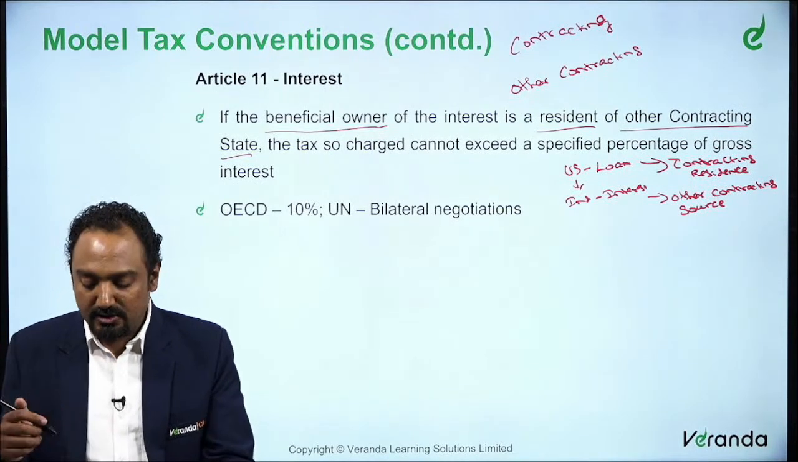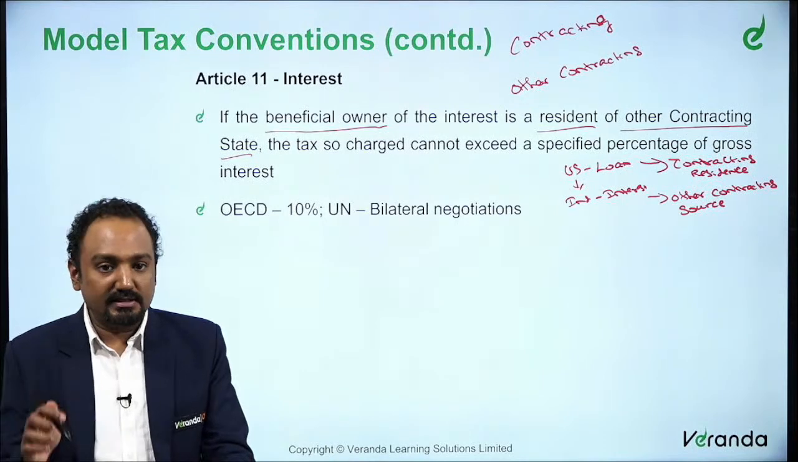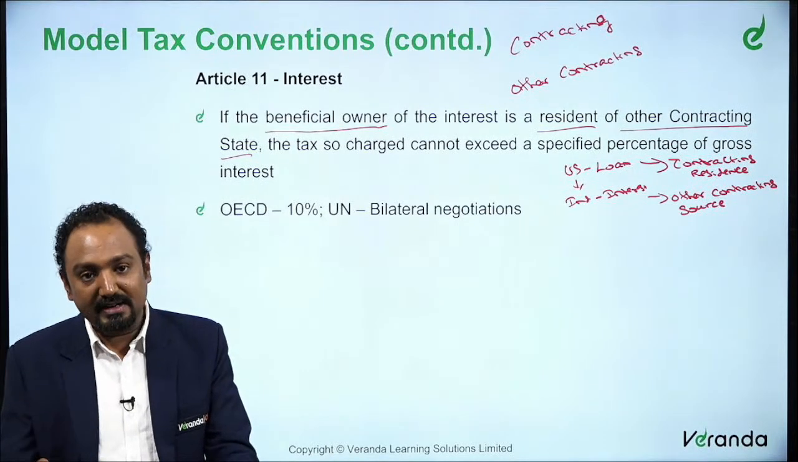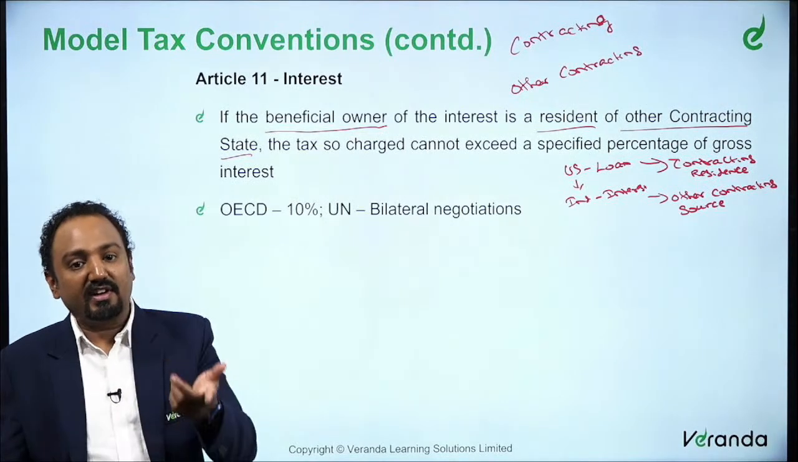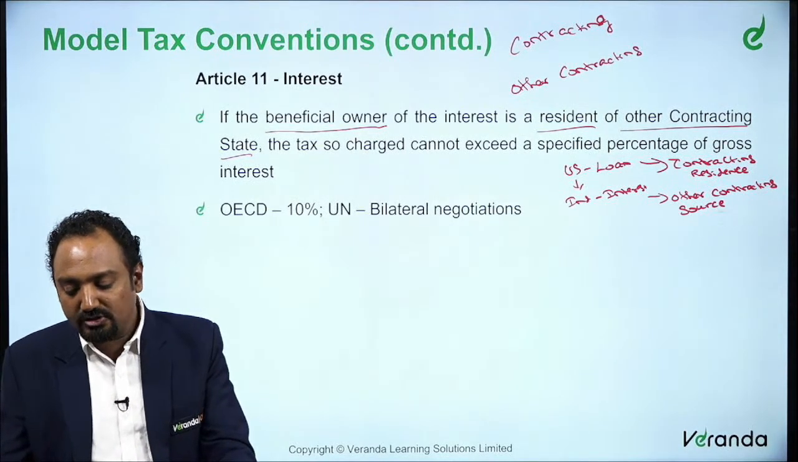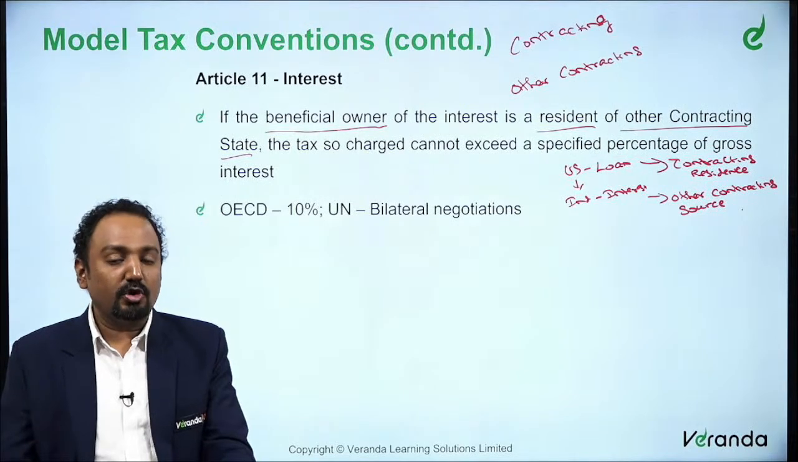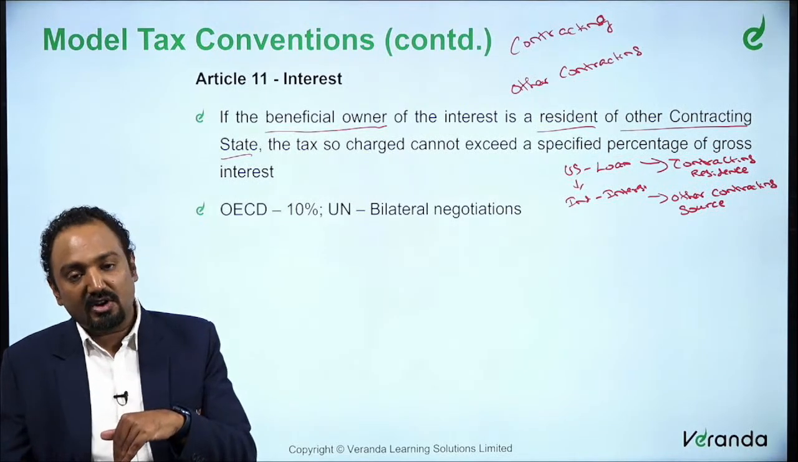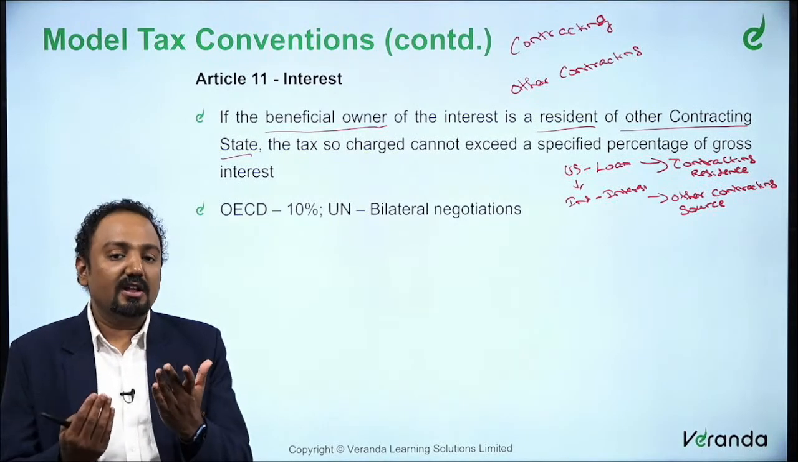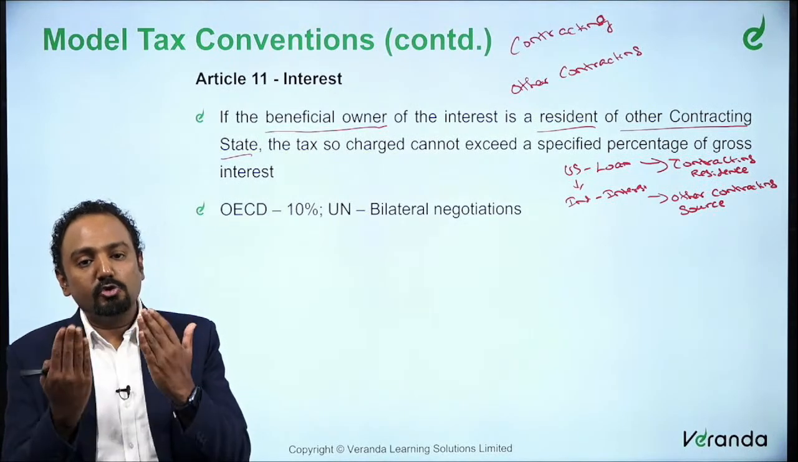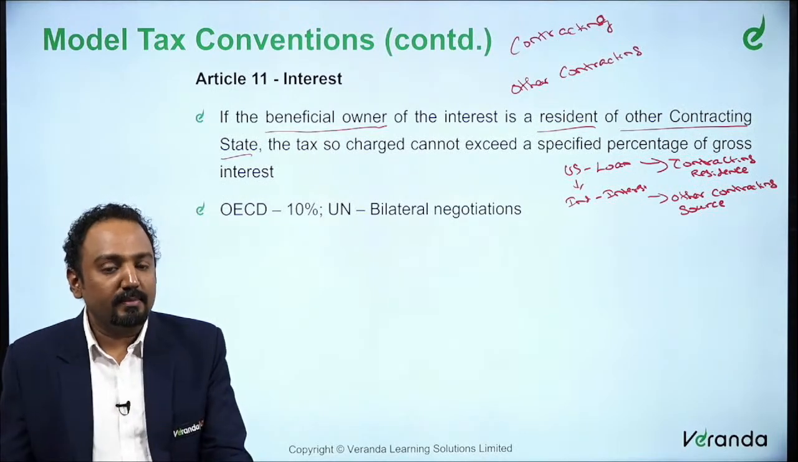on source basis. So here whatever interest that entity is paying to the other entity, so this beneficial owner, if he is a resident of the other contracting state, the tax surcharge cannot exceed a percentage. So if there is a beneficial owner in the other contracting state, then it can be taxed. So this contracting state and other contracting state are the two parties, two countries involved. So that's what you mean by contracting.